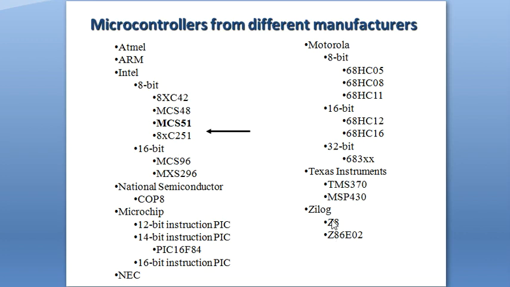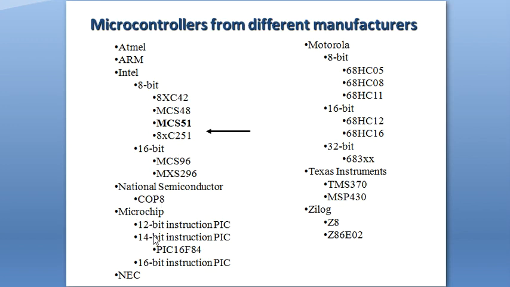Next, the different series of microcontrollers from different companies. Here is the list with different companies like Atmel and ARM. From Intel we have different variants. In 8-bit variants we have 8xC42, MCS48, MCS51, then 8xC251. This is the one we are mainly concentrating on. Then 16-bit MCS96 and MXS296. Then National Semiconductors has COP8.